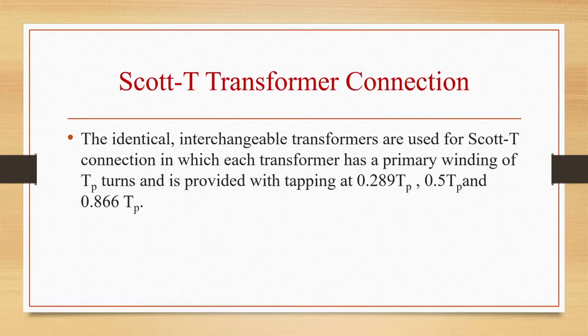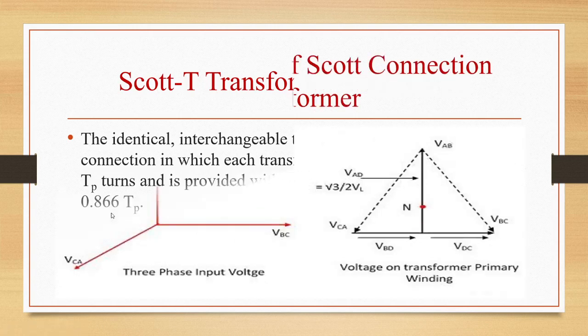Identical interchangeable transformers are used for Scott connection, in which each transformer has a primary winding of TP turns and is provided with tappings at 0.289 TP, 0.5 TP and 0.866 TP. So for a Scott connection, identical interchangeable transformers are used, in which each transformer will have a primary winding of TP turns and tappings will be provided at various positions. These are the fixed points: 0.289 TP, 0.5 TP and 0.866 TP.